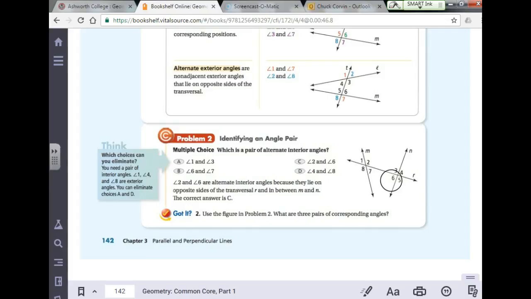8 and 6 would be corresponding because they're in the bottom left of where the transversal cut through the two lines. Or 7 and 5 would be considered corresponding angles because, again, they're bottom right, bottom right. So it just wanted 3 pairs, but you really could have named 4 there that would be considered corresponding angles. All right, hope this was helpful.